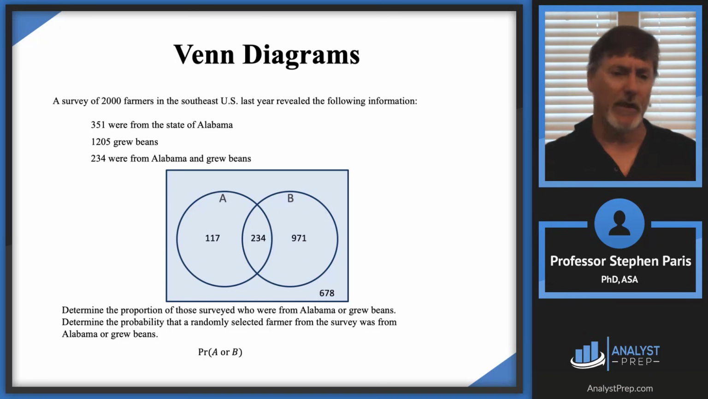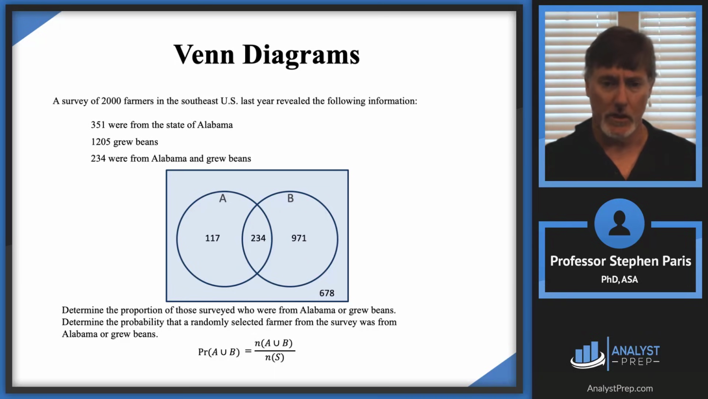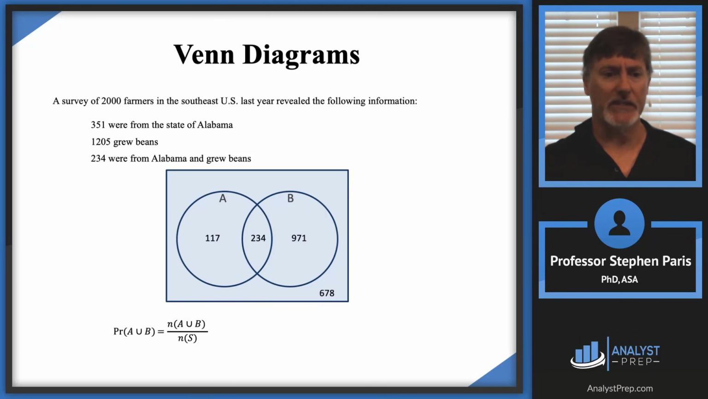Okay, so now what about the probability of A or B? Well, it's the number of outcomes in A or B divided by the number of outcomes in the sample. That's it every time. Now, with set theory notation, when you see an or, it's a union. So we would write this as the probability of A union B. Sometimes I'll say A union B, sometimes I'll say A or B. Those are used synonymously. And so the probability of A union B would be the number of outcomes in A union B divided by the number of outcomes in the sample.